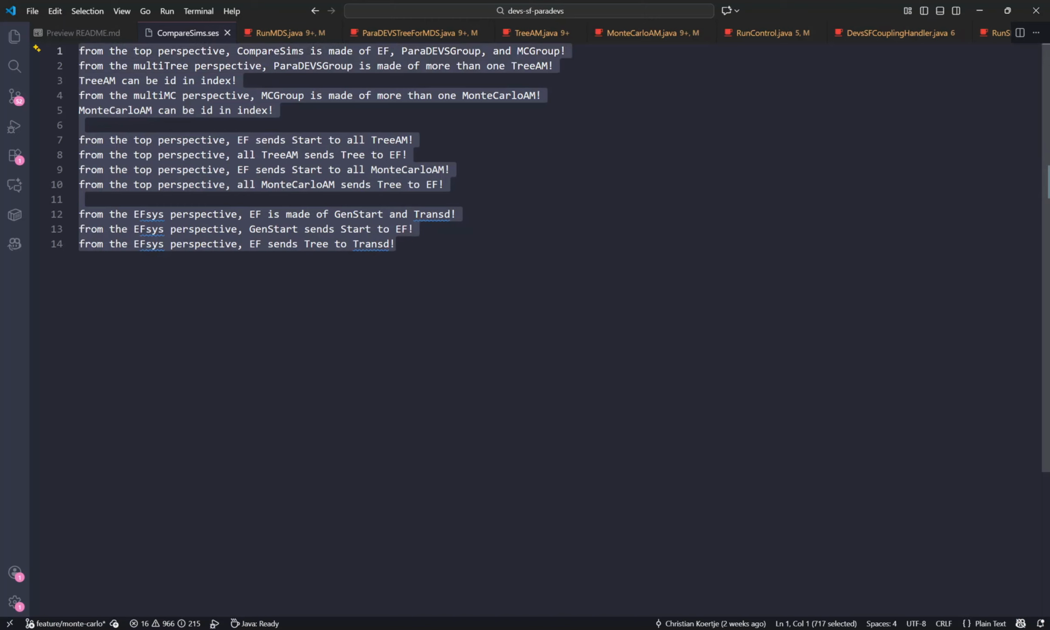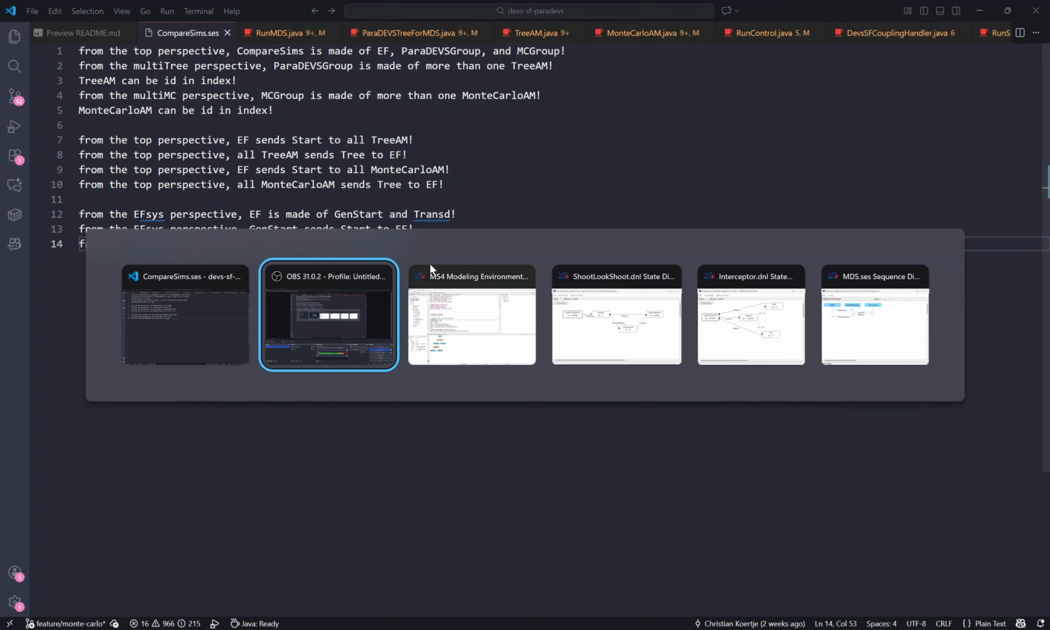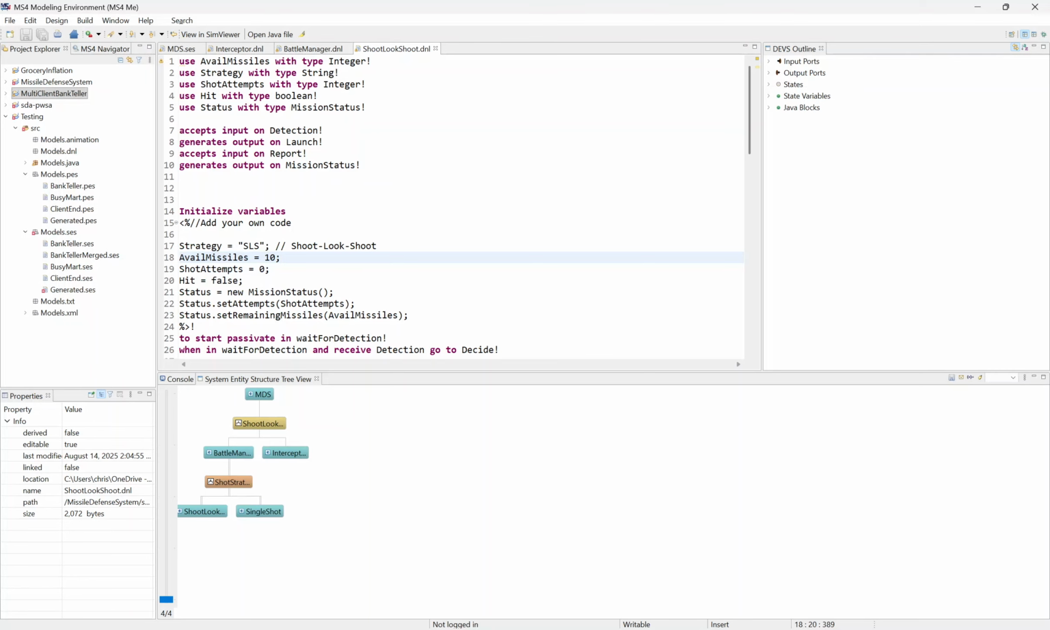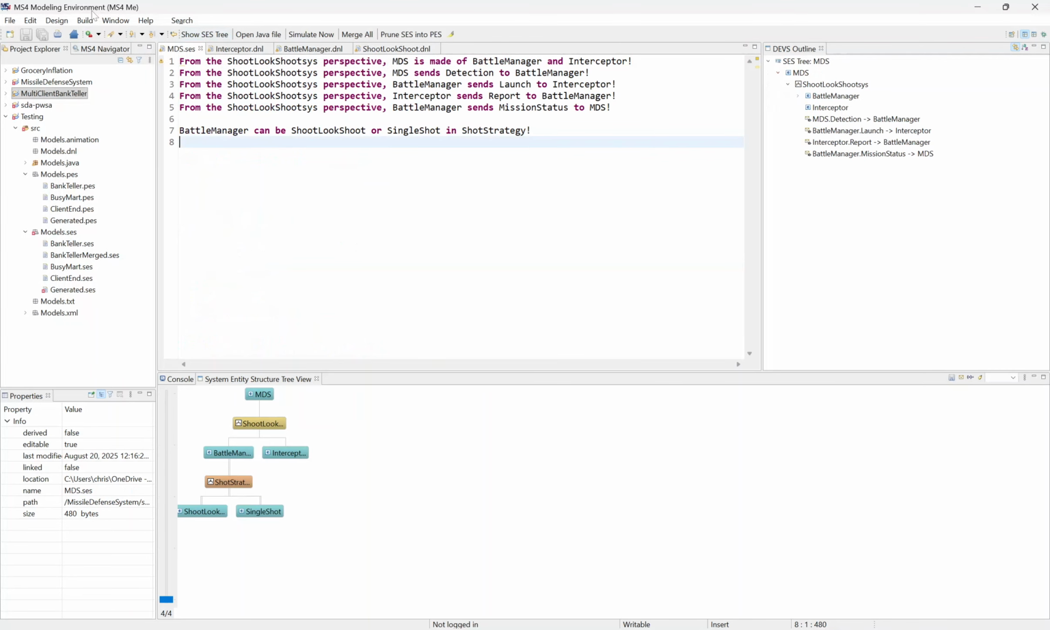The SES is the top-level description of the model. A better view of that is in MS4 Me, the Eclipse version, shown here. There's a tree showing the system entity structure, and essentially there are two strategies involved for the missile defense system: the shoot-look-shoot strategy and the single shot strategy. These are two well-known missile defense strategies.